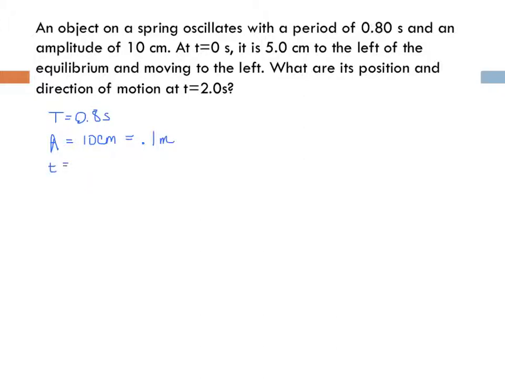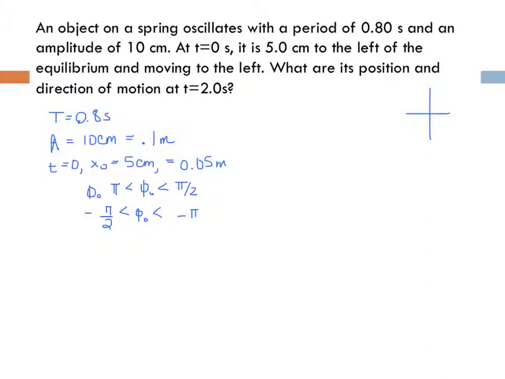At t is equal to 0, my initial position is 5 centimeters to the left. Because it's telling me it's to the left of equilibrium, that says that my phase constant has to be between pi over 2 and pi. This means that it's moving on the top half of our circle, or between negative pi and negative pi over 2, moving on the bottom half of our circle.